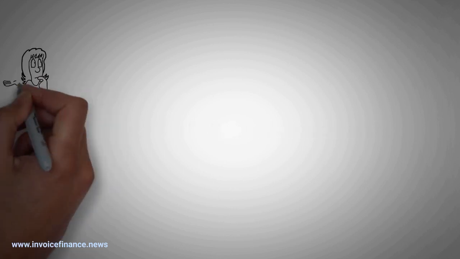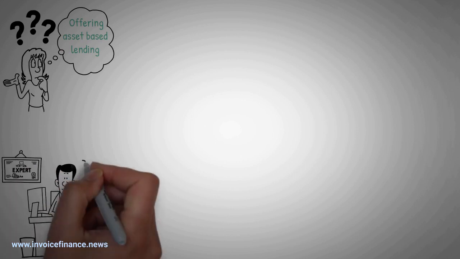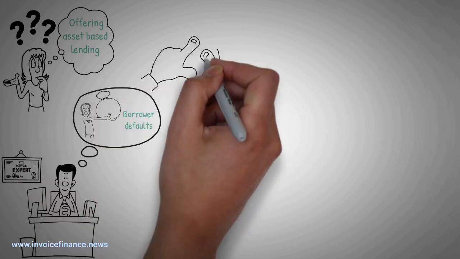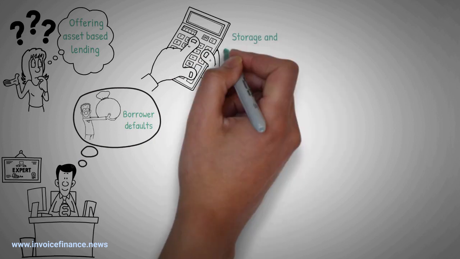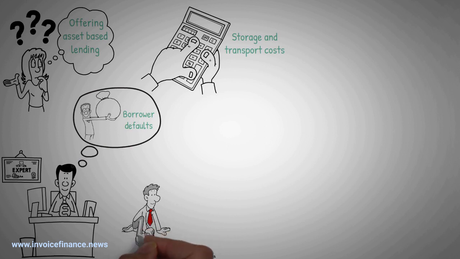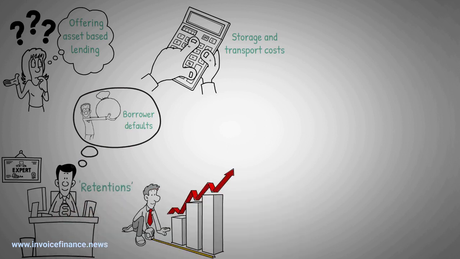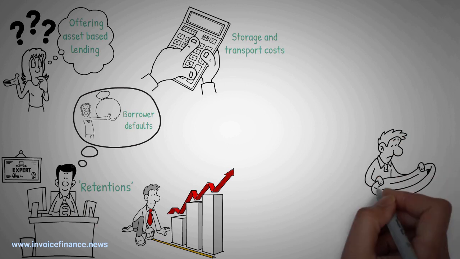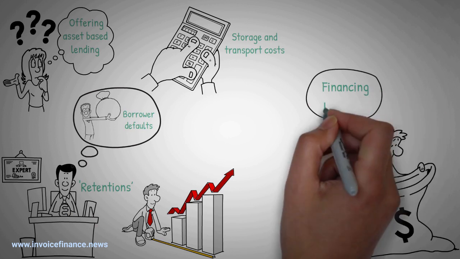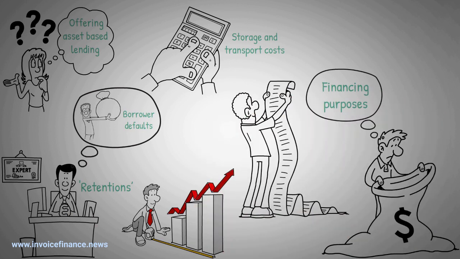How much can be raised against stock? This is the key question for the company offering asset-based lending. An expert will assess how easy it would be to sell the stock if the borrower defaults. Included in these calculations are storage and transport costs. These types of stock evaluations are made annually. To dig deeper, the financier will place retentions against stock based on a number of criteria. Retentions refers to money withheld and not available for financing purposes. Here is a list detailing these retentions.